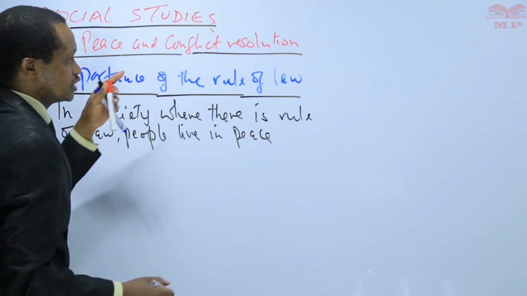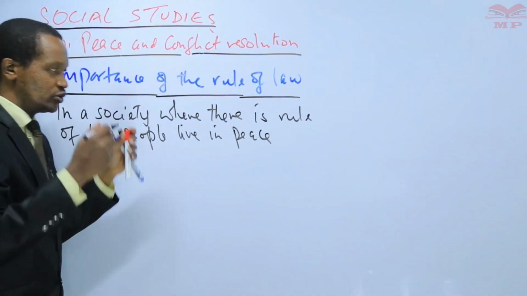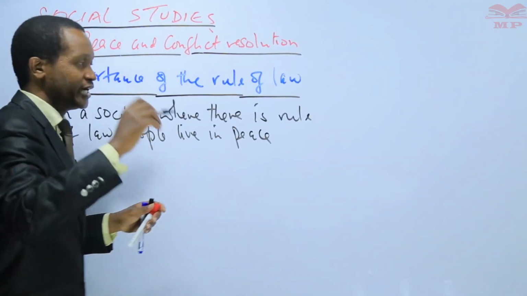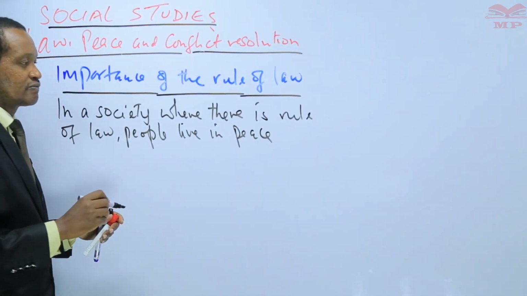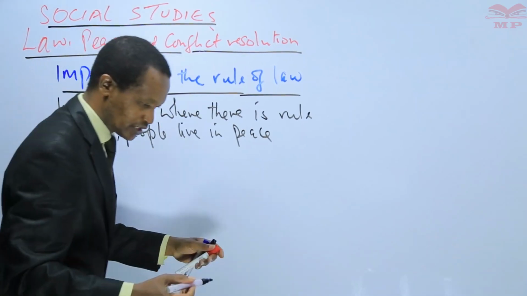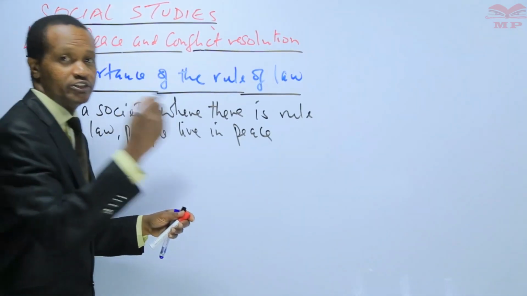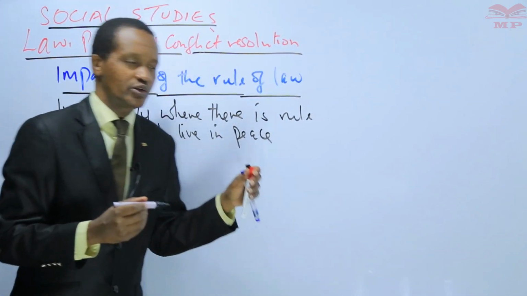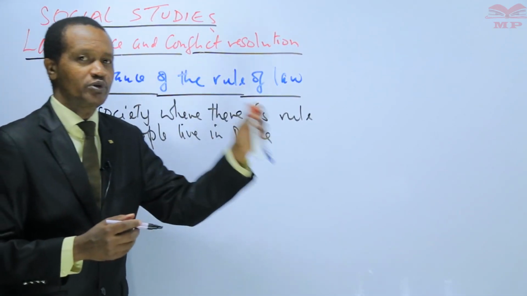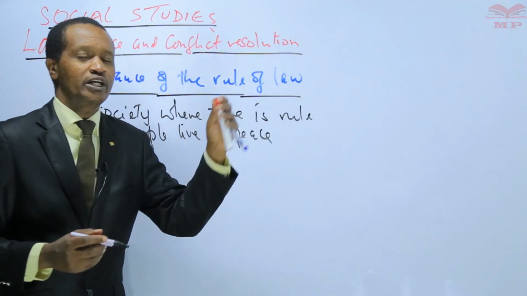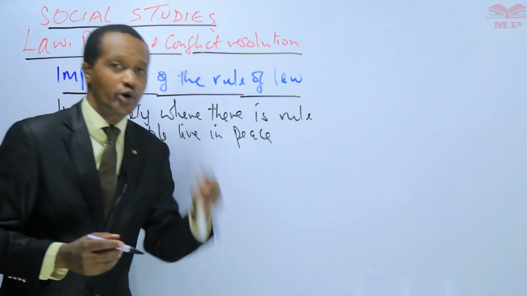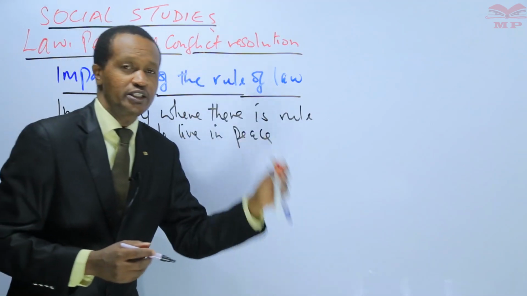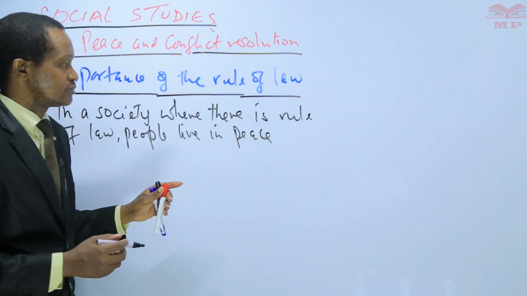So the rule of law is where the rules that have been set in place are respected and obeyed by everyone, so that if anyone breaks the law, he is punished. Because where there are laws, if people disobey the laws, there has to be a mechanism, a way in which people are punished for the disobedience of laws.